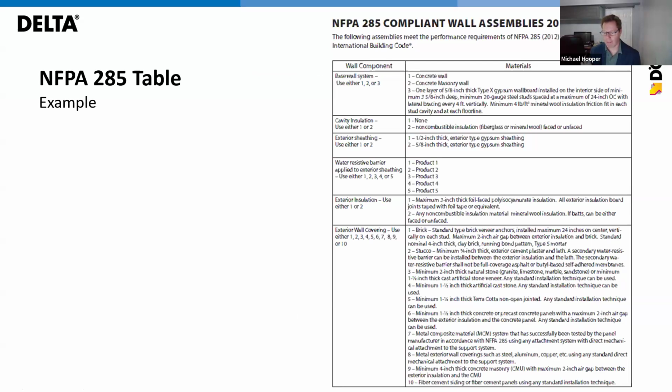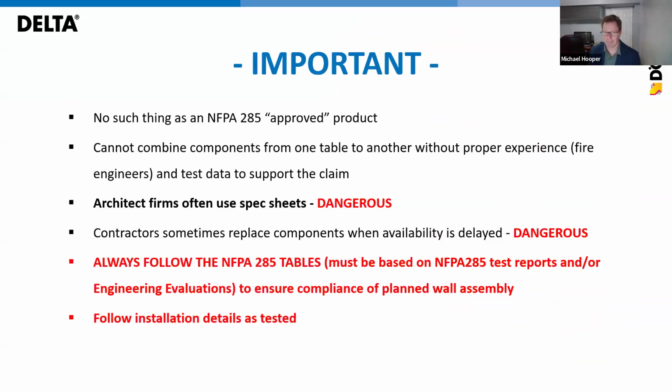So as I said, you cannot mix what's in one table from an assembly from another table. As I mentioned earlier, there's no such thing as an approved product. It's an approved assembly. You can't mix and match. The only people that can make a determination from those tables would be a fire engineer, and they would need the test data to support that claim. The architect cannot pull this information from a spec sheet. It really needs to be done by a fire engineer.